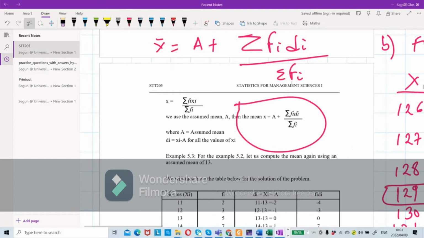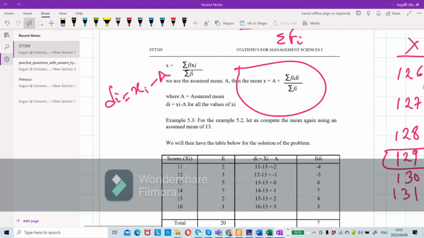So this particular one, what does it mean? How do we get our di? Our di is the same thing as xi minus A. A is an assumed value from the frequency table. Assumed value you have from your xi. You pick any value here. That's what we did. We pick any value from here to be your A. That's why they call it assumed value.